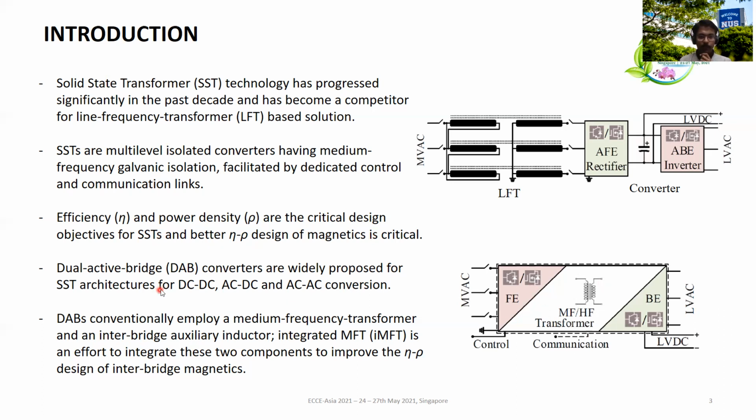Dual active bridge converters are widely proposed for such SST architectures in all the possible configurations of DC-DC, AC-DC, and AC-AC conversion requirements. DABs conventionally employ a medium frequency transformer and an interbridge auxiliary inductor in between the two bridges. The integrated medium frequency transformer, or iMFT, proposed in this paper is an effort to integrate these two components together so that we can eliminate the ancillary interbridge auxiliary inductor, which in turn would improve the eta rho design of the interbridge magnetics.